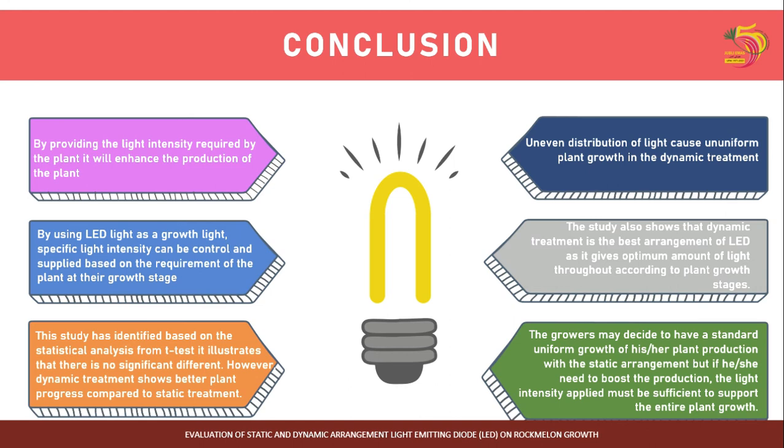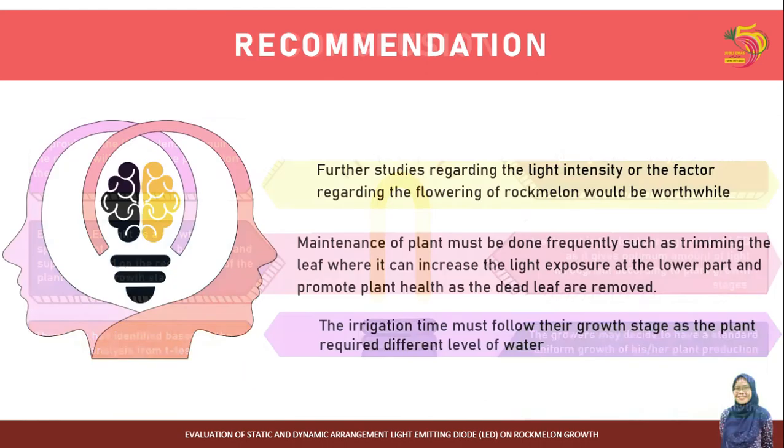By providing the light intensity required by the plant, it will enhance the production of the plant. By using LED light as a growth light, specific light intensity can be controlled and supplied based on the requirement of the plant at its growth stage. The study shows that dynamic treatment is the best arrangement of LED as it gives the optimal amount of light throughout according to the plant growth stage.